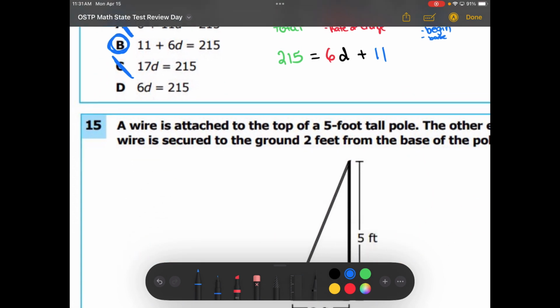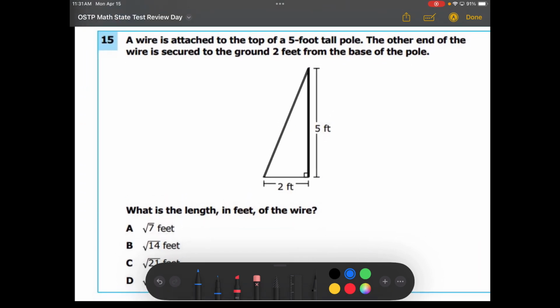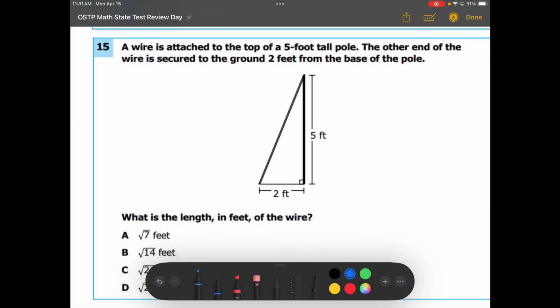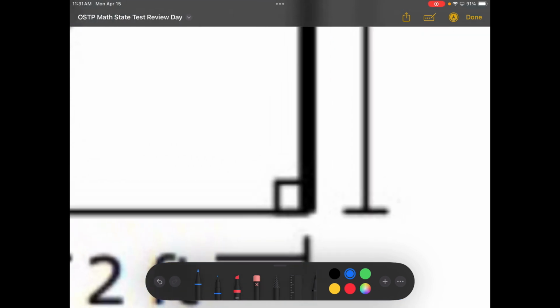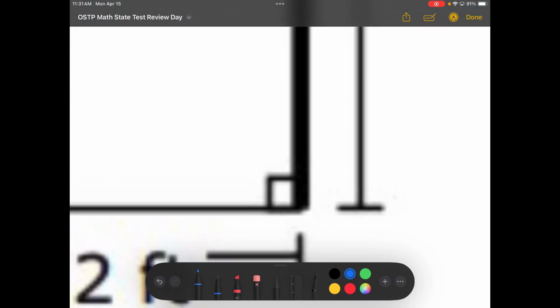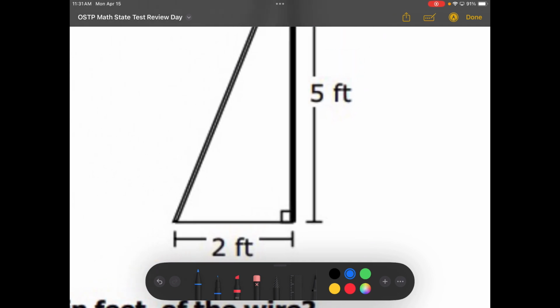All right, let's do 15. A wire is attached to the top of a 5-foot tall pole. The other end of the wire is secured to the ground 2 feet from the base of the pole. What is the length of the wire? Okay, guys, I'm going to zoom in real close. What kind of triangle is this? A right triangle. This is a right triangle.